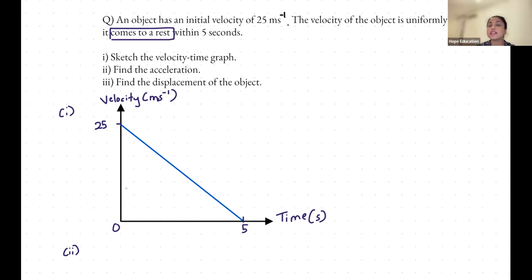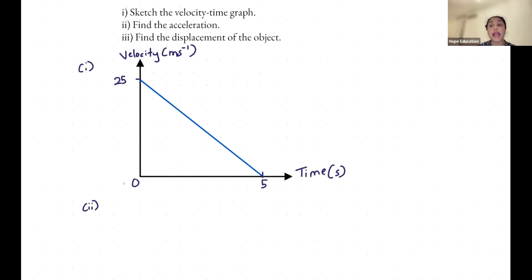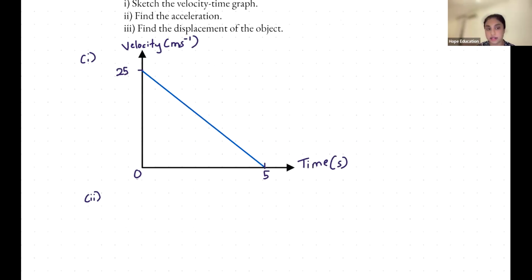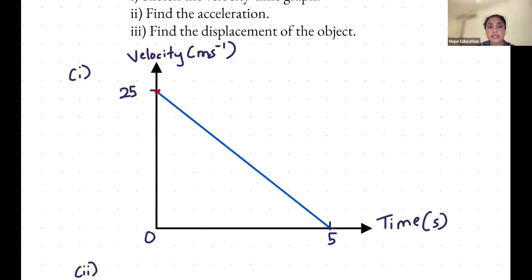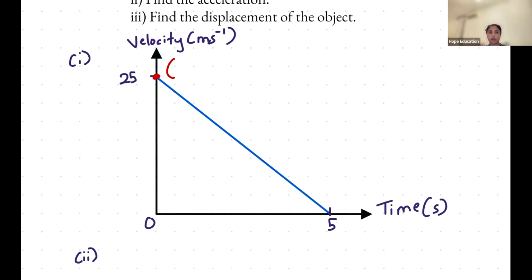In a velocity time graph, we know how to get the acceleration using the gradient. To get the gradient, we need 2 points. This is my first point. What is the x value of this point? Are you sure?